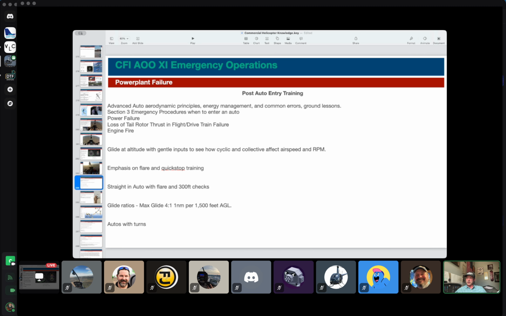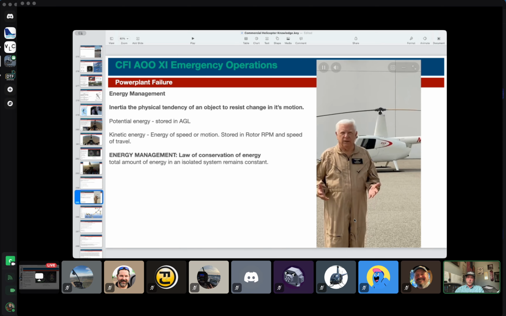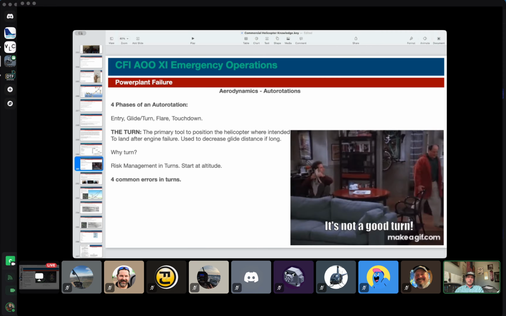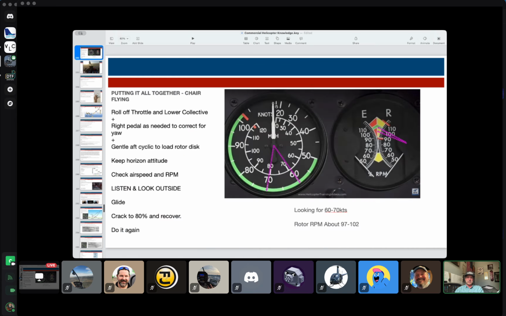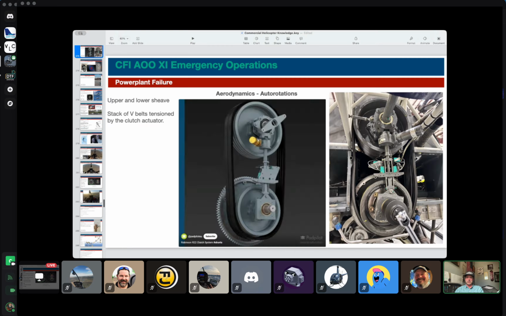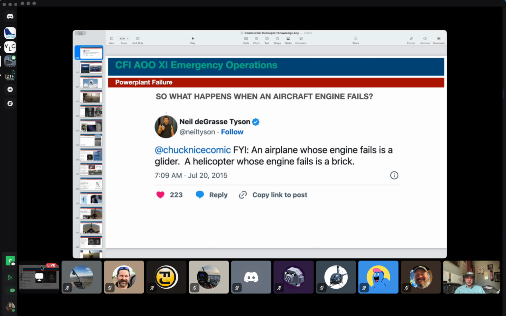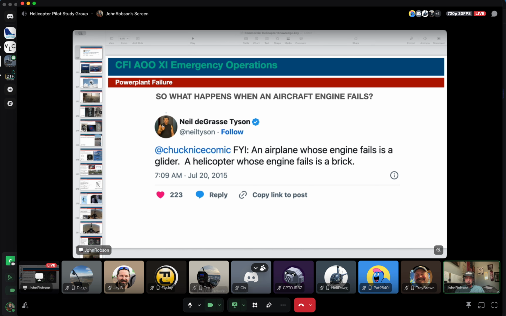And then we'll work on autorotations with turns. All right, with that, let's go fly some helicopters and start practicing auto entries. There's a lot more to this. I've got a lot of other things that I've built in, but the purpose of this presentation was really just to talk about that first lesson with a student. And that is essentially my presentation.